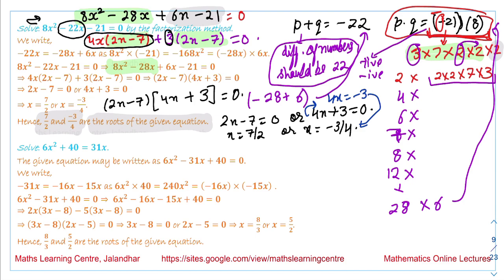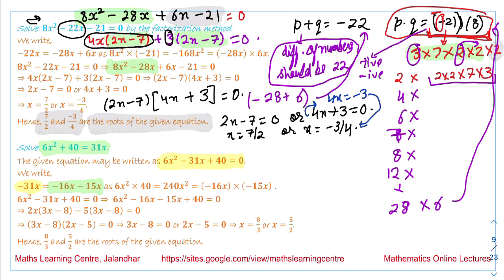Now the next question we have is 6x square plus 40 is equal to 31x. So we can write this equation in the form 6x square minus 31x is equal to minus 40. Now we are writing minus 31x as minus 16x minus 15x.